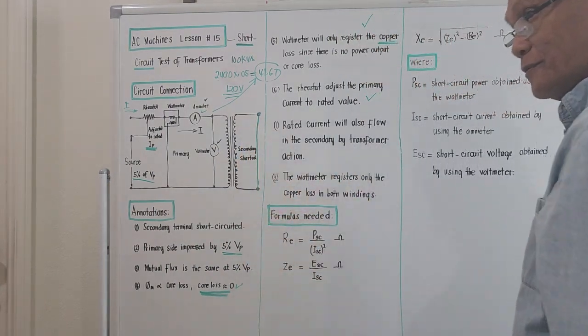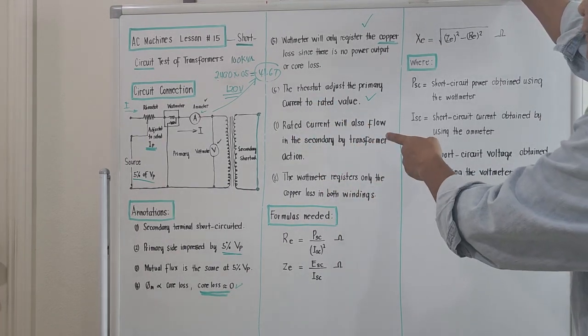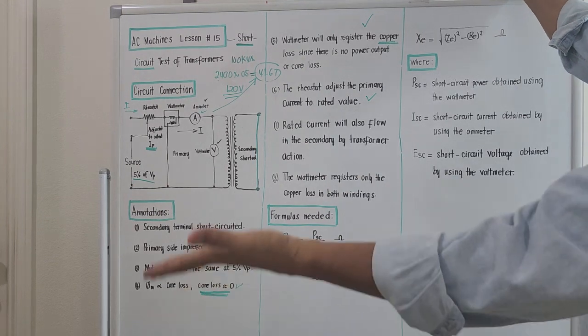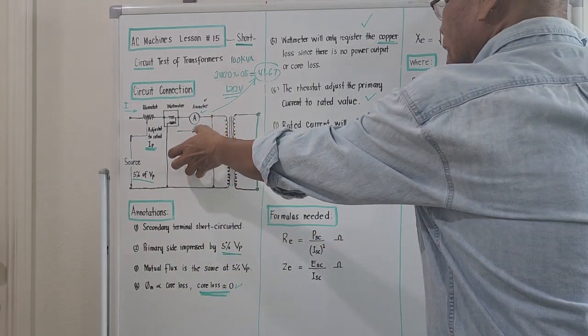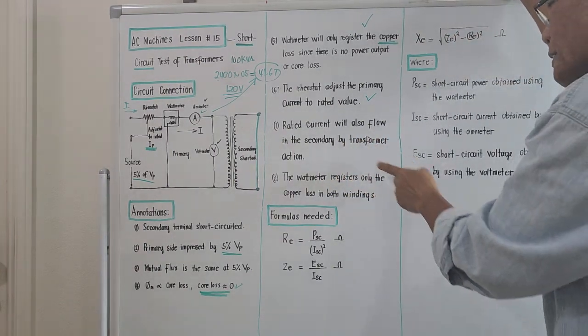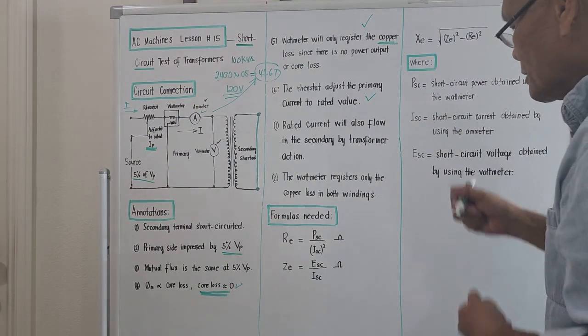That's the correct value. Number 7, the rated current will also flow in the secondary by transformer action. If there is current here, that is transformer action. The wattmeter registers only the copper loss in both windings. I told you this one already.